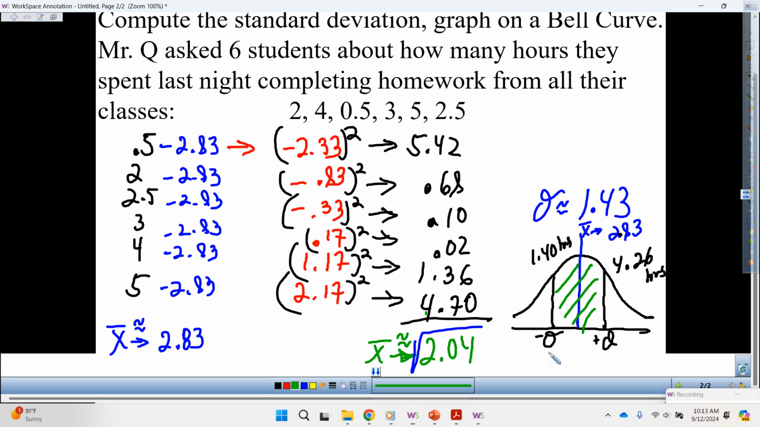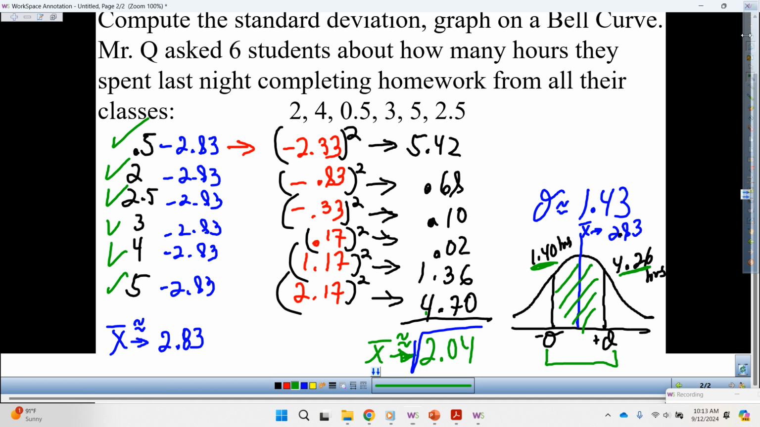So that means that students completing their homework last night for all their classes went anywhere from what? 1.4 hours all the way to what? 4.25 hours, something like that. Okay? And then you write your observation in regards to what you see from the data presented. And there you go. You good?